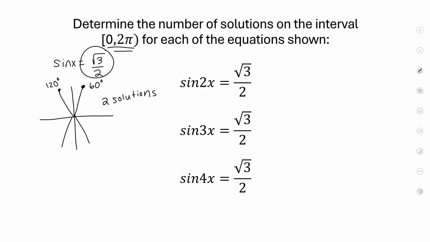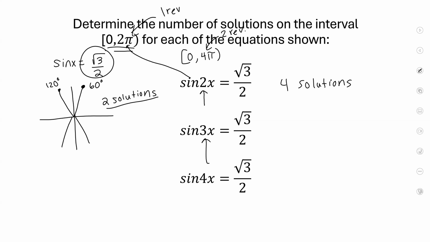Okay, now in this one, I have 2x. So we're going to multiply this by 2. So this is going to be 0 and 4 pi. So in this one, they did one revolution. Here is 2 revolutions. So that means they're going to pick up another 2 solutions. So this is 4 solutions. This is a 3. So now your interval is 0 to 6 pi. That's 3 laps. They're going to pick up another 2 solutions. This is going to be 6 solutions. Each lap, there's 2 solutions, remember?